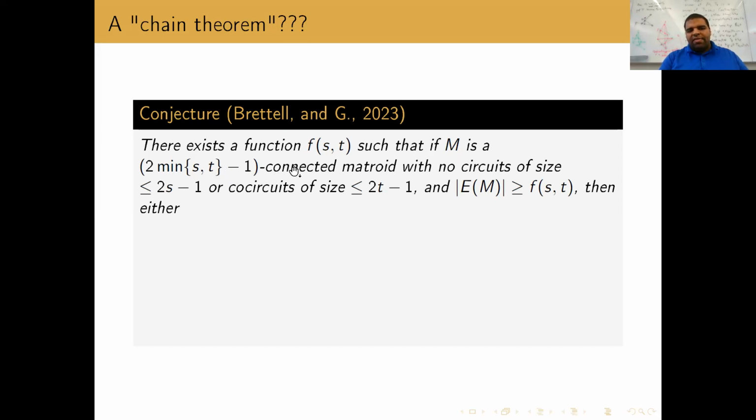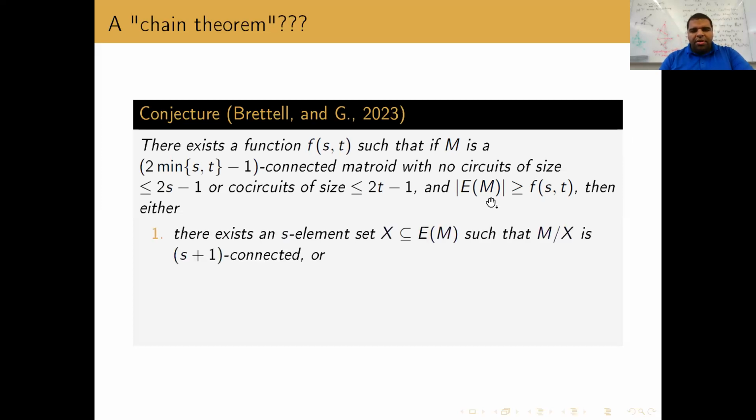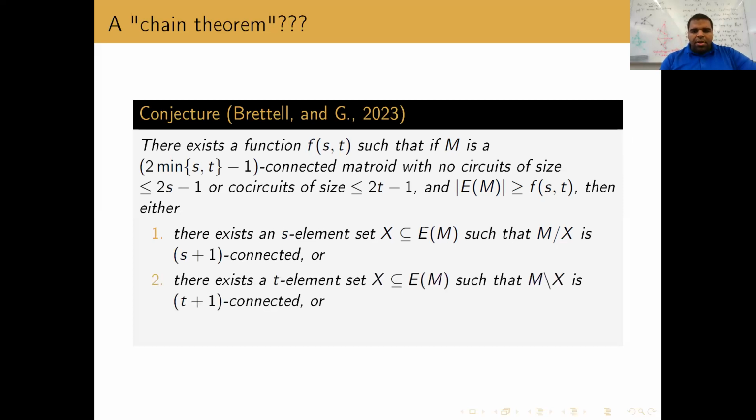If your matroid has that connectivity, and there are no circuits of size at most 2s minus 1, or co-circuits of size 2t minus 1, and the ground set has at least that function size, then either, well, we're going to do contraction with the s's. So there's an s element set that I can contract and stay s plus 1 connected. Or there's a t element set that I can delete and stay t plus 1 connected. Or we have an ST spike.